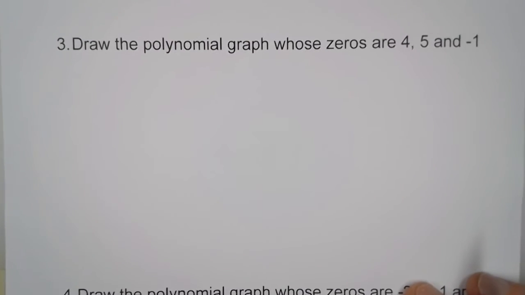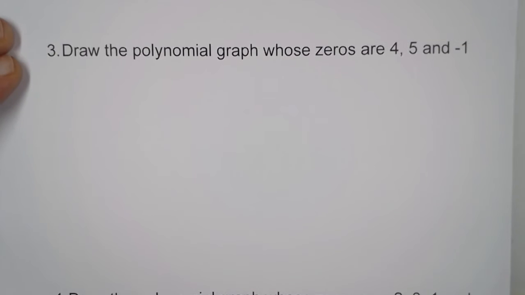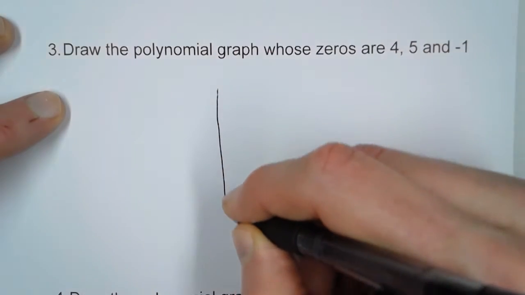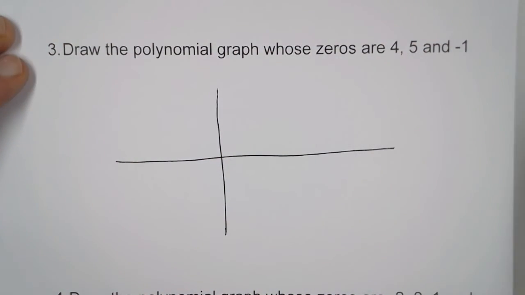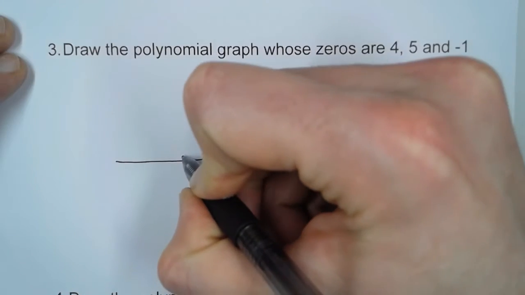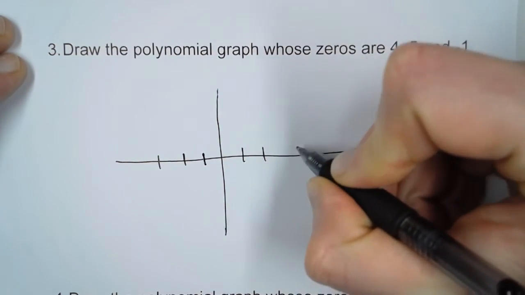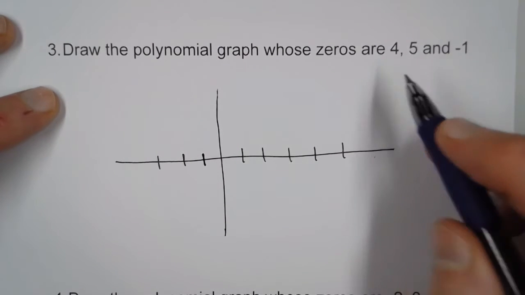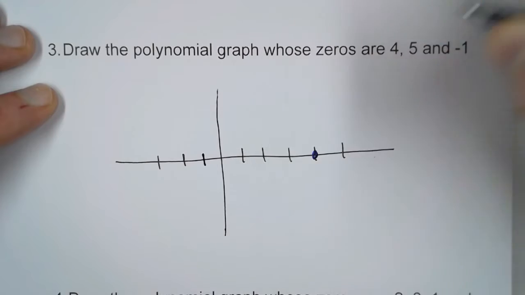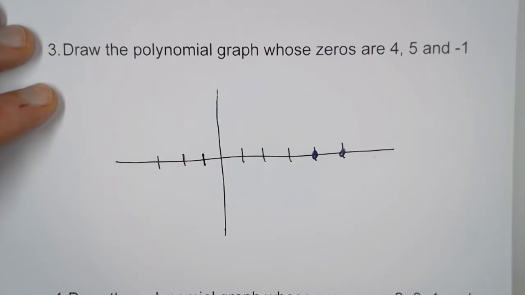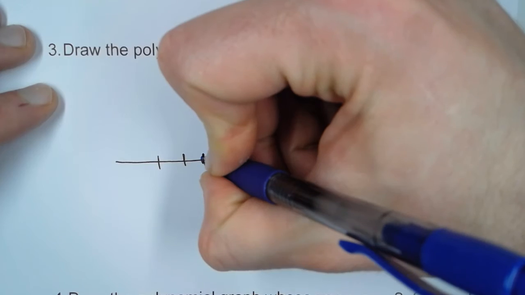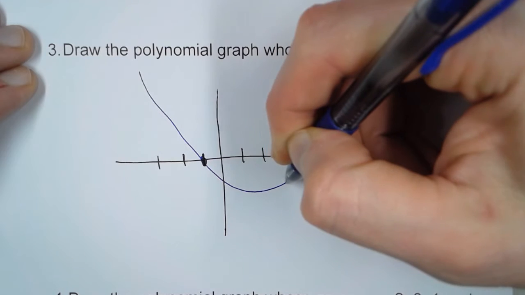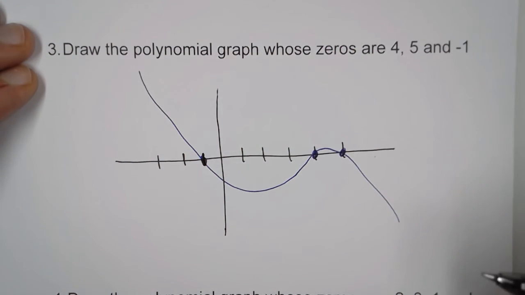Now for number 3, we're going to turn this around and say we want to draw a polynomial graph whose zeros are 4, 5, and -1. So I'm going to draw my x and y axes, and all I'm going to do is label the x-axis, because where the y values are right now don't really matter. So we have zeros of 4, so it's going to intersect right there, 5, intersect right there, and -1, it's going to intersect right there. So one possible way of drawing this graph could be like that.